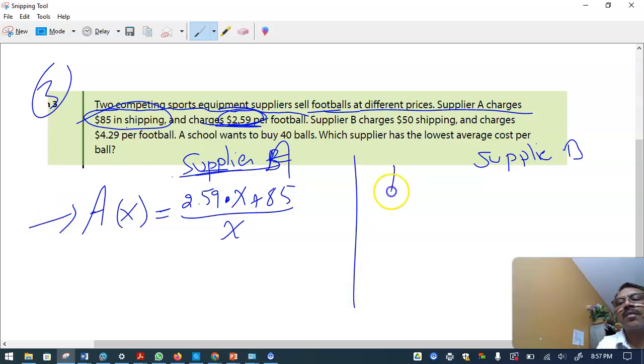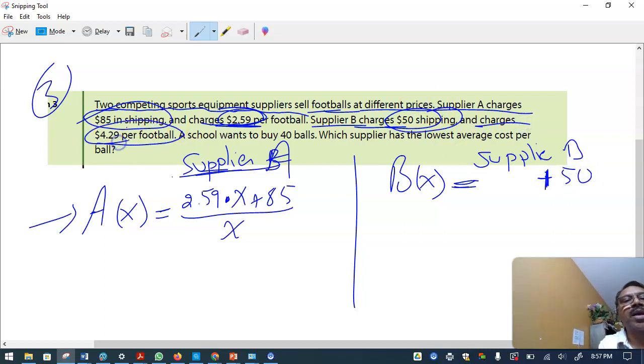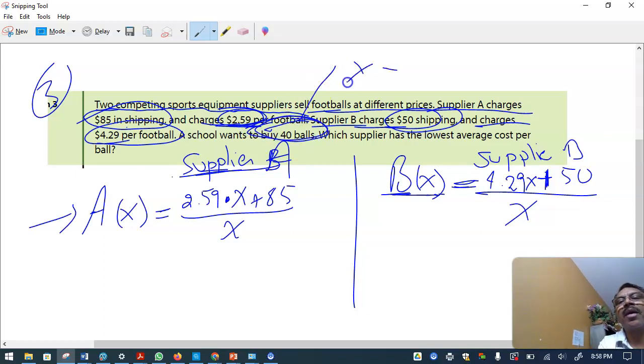But if you want to know the average cost per X number of balls, or one average cost per ball, because B charges $50 shipping, so the y-intercept for B is 50 and then charges this quite expensive 4.29. So 4.29 times x, and divide by x because you want to know the average cost per football. Now, all you do is both companies are given an order with 40 balls. So that means your x is 40, right?